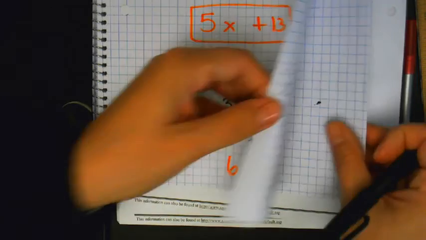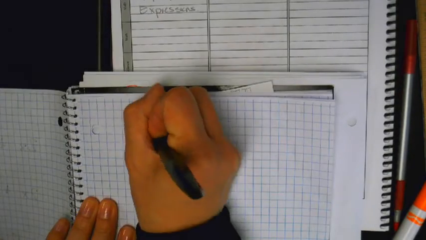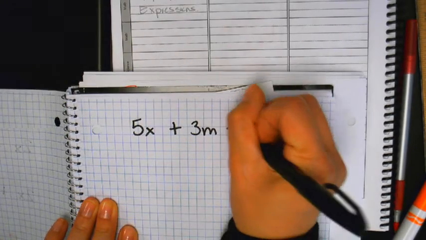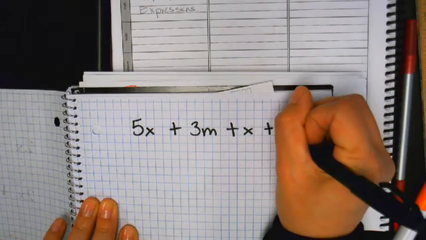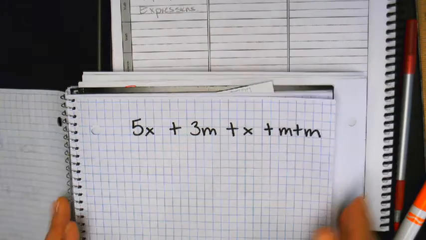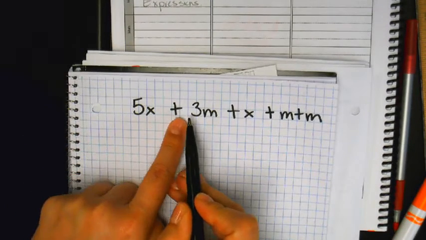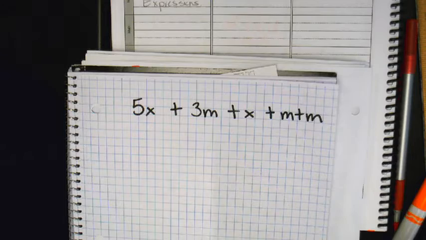Doesn't matter. All right, so let's see. So let's do that. 5x plus 3m plus x plus m plus m. Yeah, m and m's.